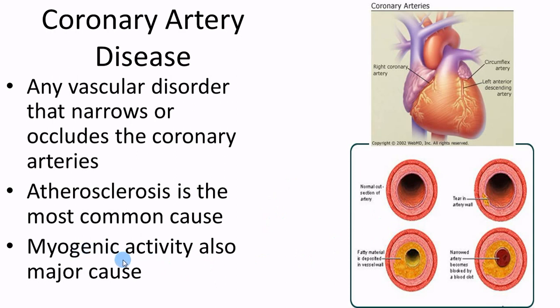It could also be myogenic, which means the smooth muscle around here could have a problem or a flaw. It could become spastic. If it starts squeezing and contracting, it can have the same problem. You can have a 60 or 70% occlusion because of spasms, and they pinch off the blood flow. Right? So we'll talk about that too.